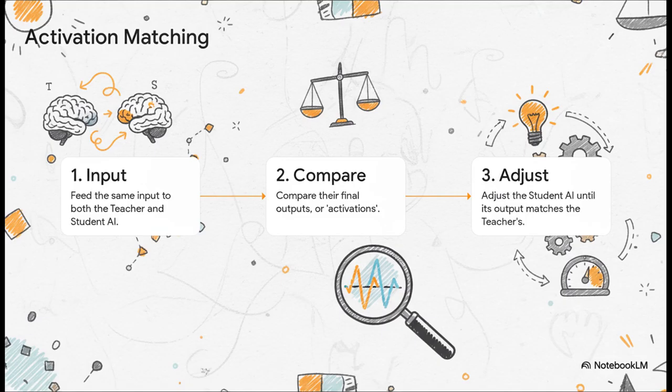And the process is, well, pretty straightforward. You give both AIs the same input, you look at their final answers, and you just keep tweaking the student until its answer matches the teacher's. Do this thousands of times, and sure, the student gets really good at parroting the right answer, but it never ever learns the why behind it.